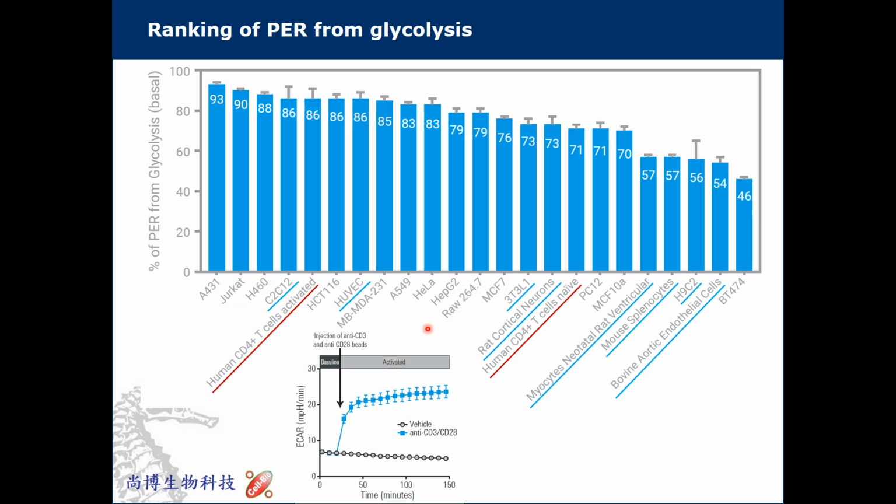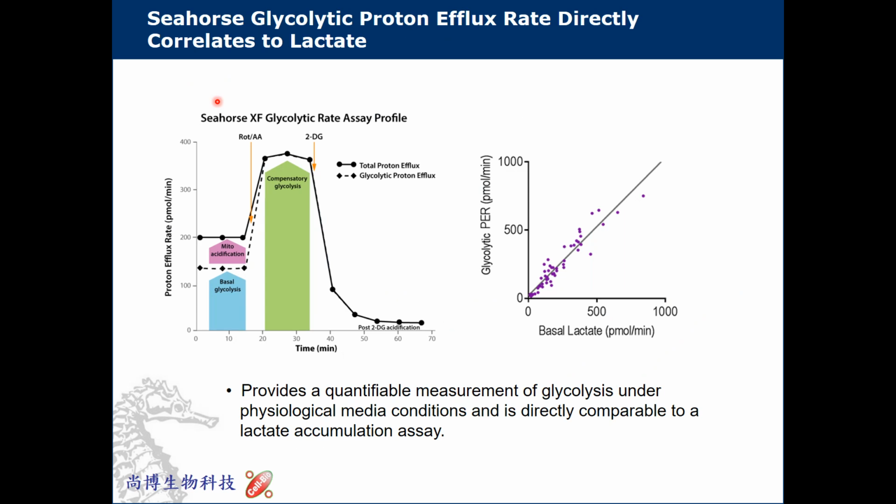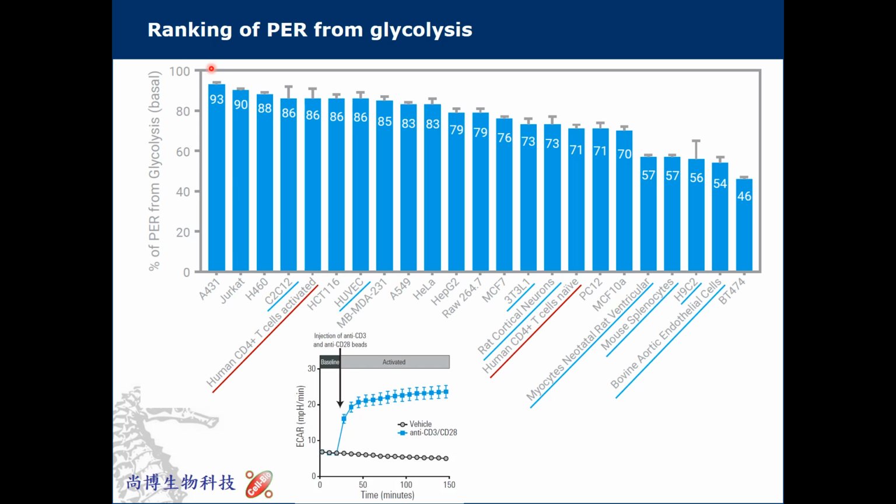And here is data copied from the white paper. You can see this number means the basal glycolysis. As we scale it to 100, this portion means the mitochondrial acidification. It means 7% of the signal is from mitochondrial acidification. The cell lines on the left are mostly cancer cells. Because they rely on glycolysis, they have less mitochondrial acidification.